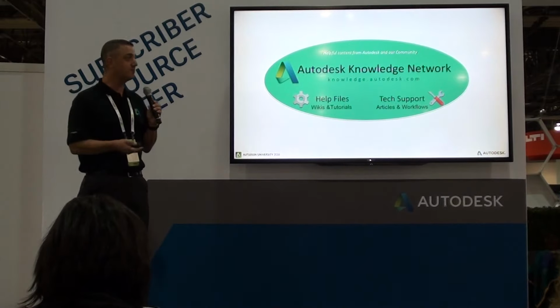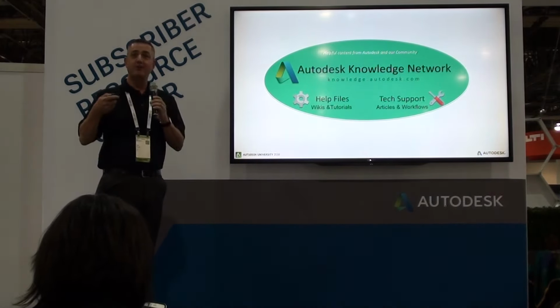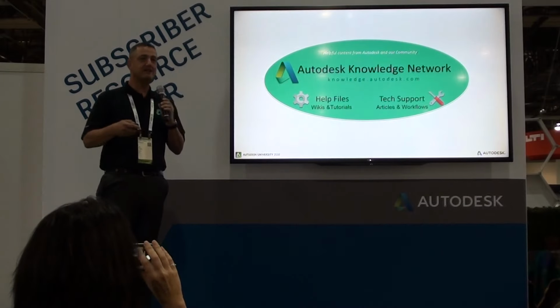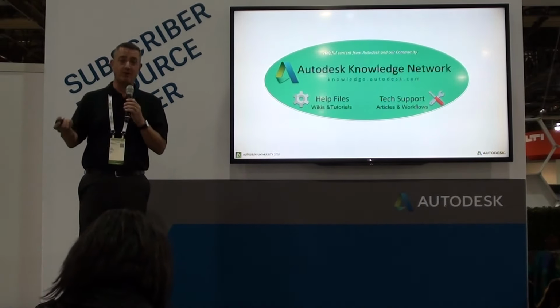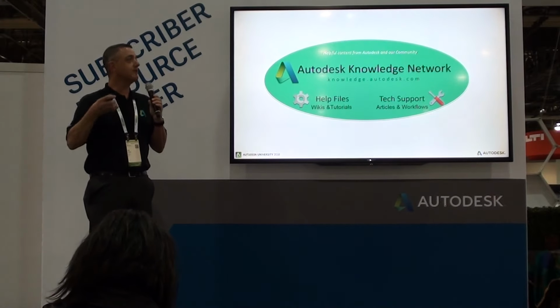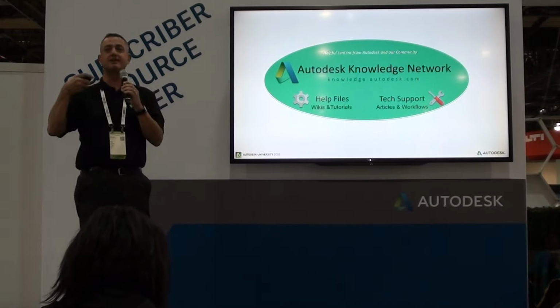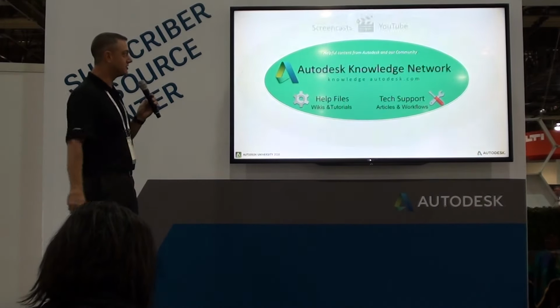So if we take a support call and our tech support guys figure out the answer, they'll write up an article so that the next person that has that same question can find the answer on the AKN without necessarily having to call in. So this helps not only Autodesk, but also our partners. So our partners can focus on more complex things like implementations and larger types of workflows, and let the simple answers be on the Knowledge Network.